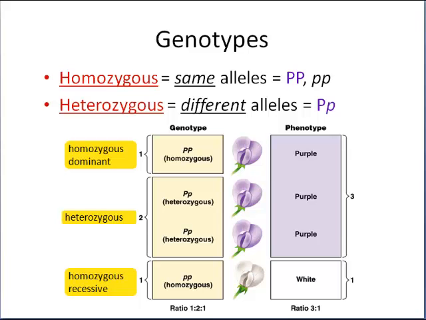Okay, so as you remember, my ratio for genotype is 1 homozygous dominant, 2 heterozygous, and 1 homozygous recessive. And my phenotype would be a ratio of 3 to 1, of 3 purples and 1 white. So even though these are homozygous dominant and heterozygous, they all show up as purple. So I clump them together in the same grouping when I'm talking about phenotype.